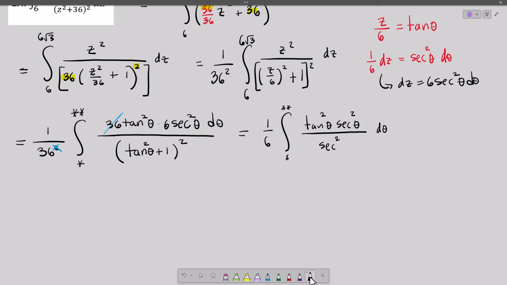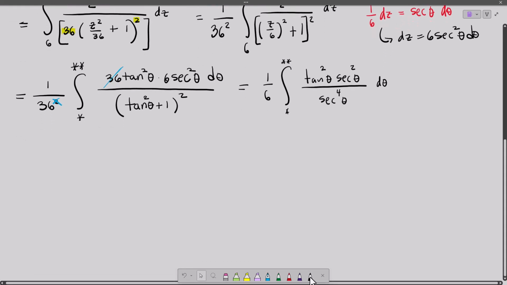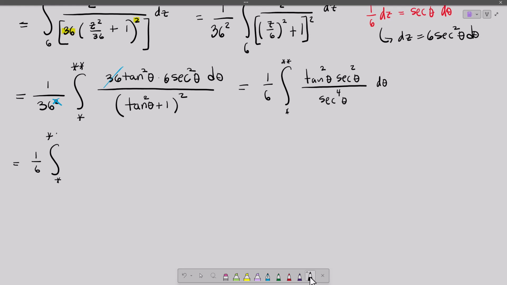So this is secant squared, and secant squared squared is secant to the fourth. Oh, I skipped one little step. Couldn't help it. Everyone agree secant to the fourth? Secant squared to the 2 is secant to the fourth. Okay, so now we end up with 1 divided by 6 integral of tan squared divided by secant squared.